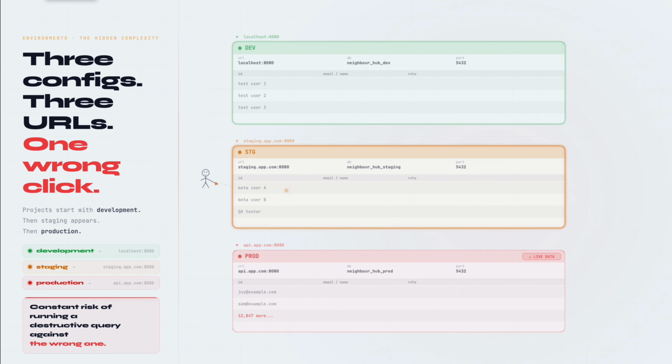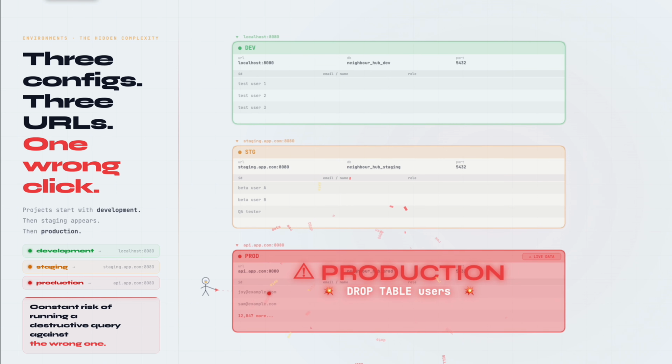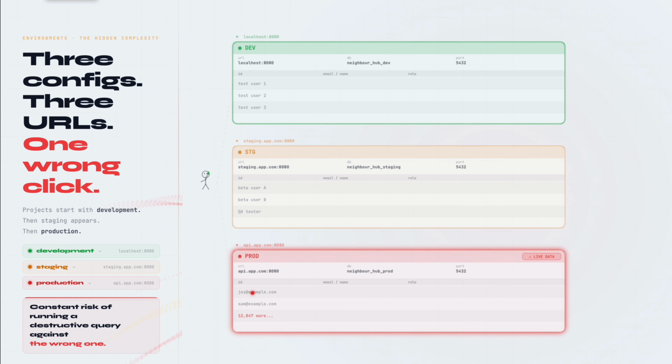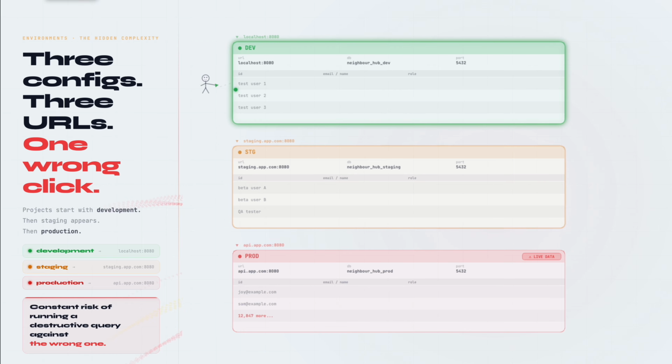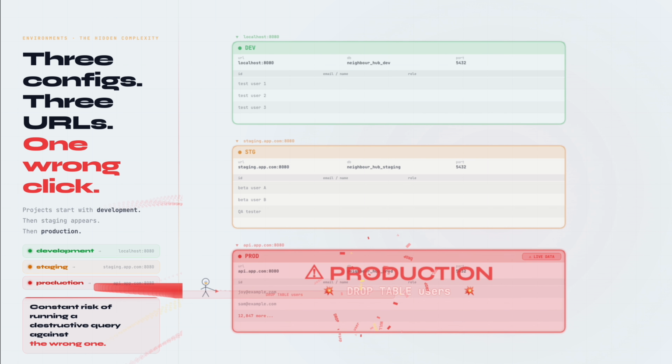Now, one thing that doesn't get talked about enough in Serverpod tutorials are environments. Most projects start with just development, then staging appears, then production. And suddenly you're managing three different data configs, three different server URLs, and a constant risk of running a destructive query against the wrong one. So Dartform has a built-in environment switcher that handles all of this and adds safety guardrails for when you're working with production. Let me show you how it works.